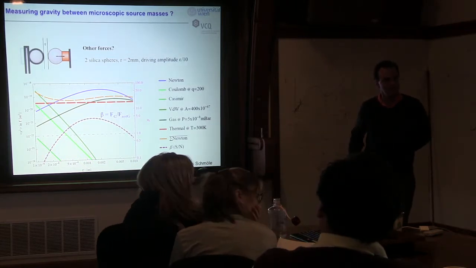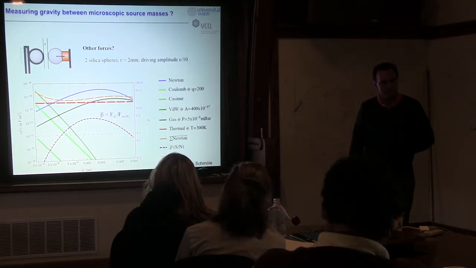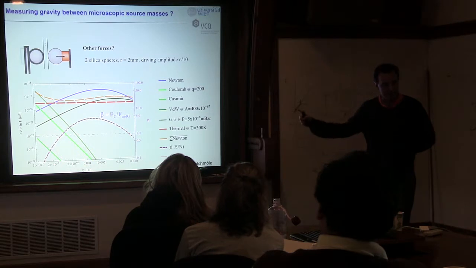Is 200 charges very easy to achieve? Like, what do you typically have if you just have some atmosphere? Yeah, that's a good question at this size range, actually.